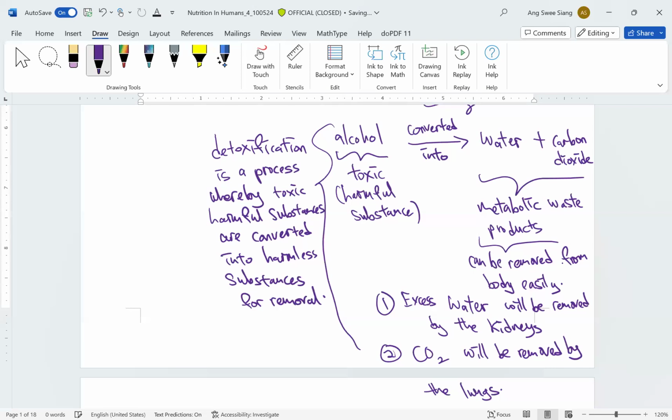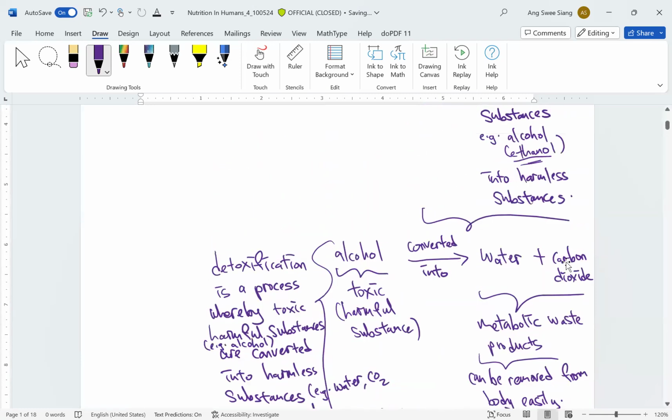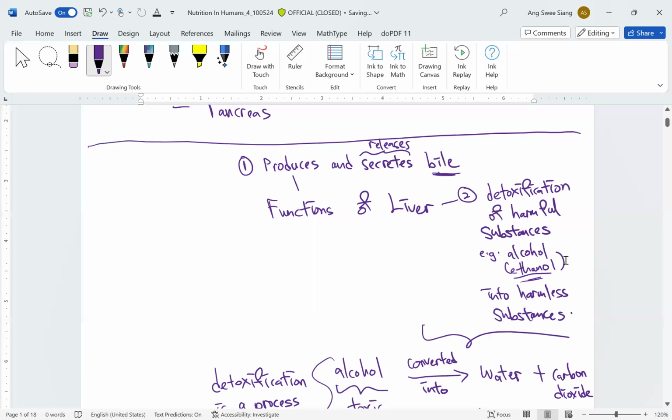It will be good if you can give me examples of the harmful substances and the harmless substances. It will make your answer better. So I will put here, example alcohol. Then for the harmless substances, you can put example water, CO2.